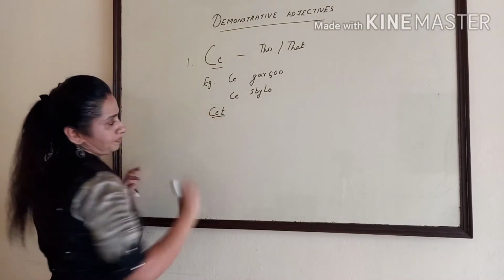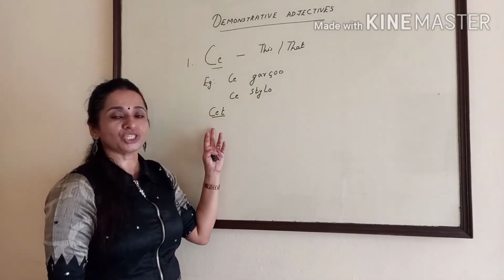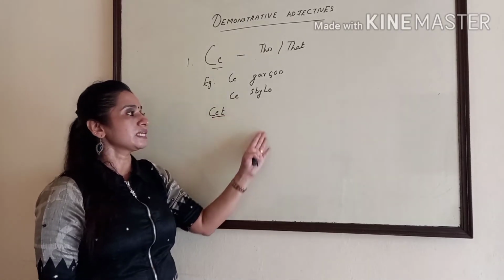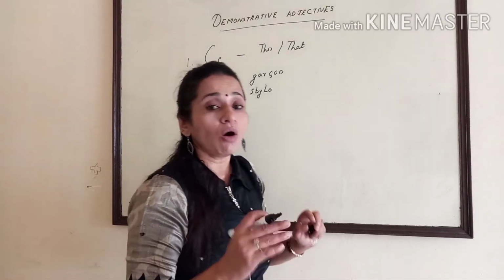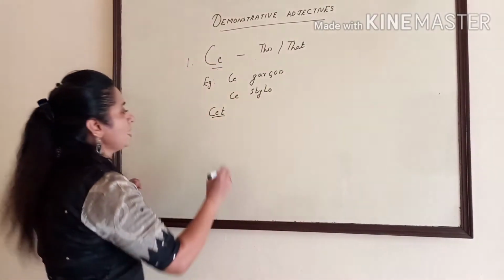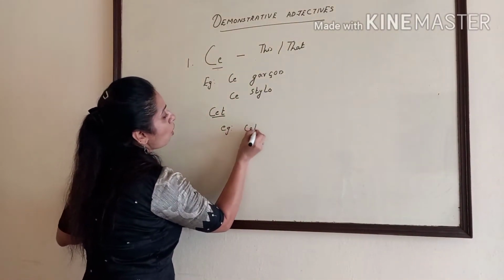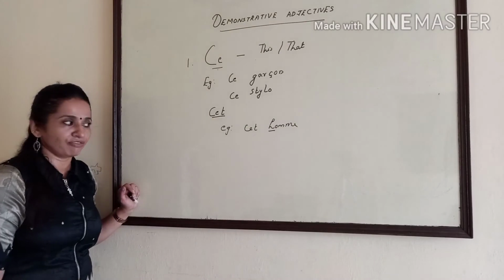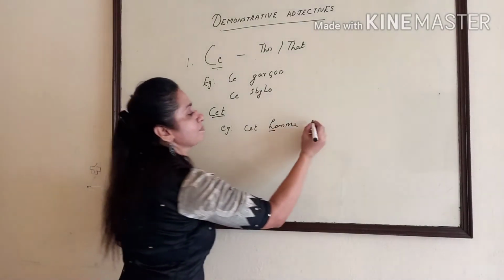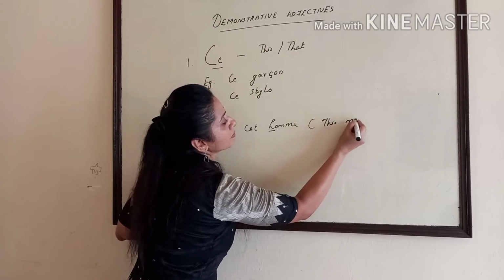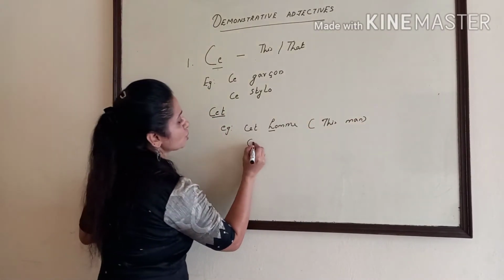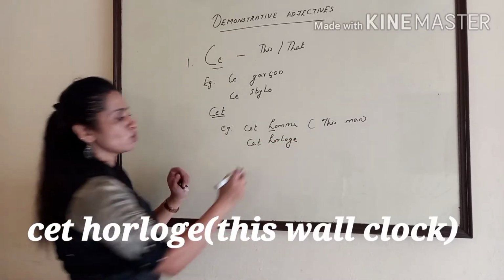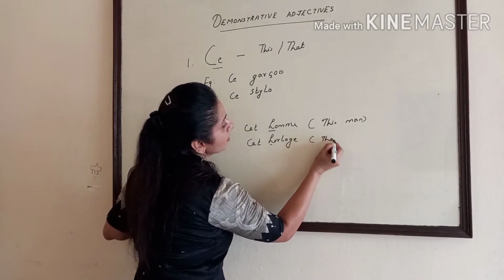C-E-T, cet. So this is the second demonstrative adjective. This is also used in front of a masculine singular noun, but the noun should begin with a vowel or silent H. For example, cet homme. I have told you that silent H is considered a vowel in French. So cet homme means this man. Cet horloge. Horloge means wall clock in French. Here also the H is silent. So, that wall clock.